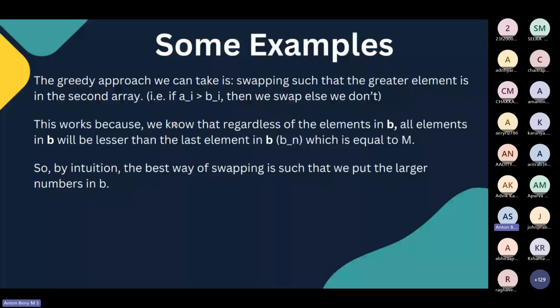Now that you know that, it's almost intuition that the best way of swapping is to put the larger numbers in B, because we know that B will satisfy the condition. So we put all the larger numbers in B, and the smaller numbers will be in A. Then we'll check array A to see if it satisfies the condition. If that satisfies, yes, both the arrays satisfy the condition simultaneously. If A doesn't, you can't do anything other than that, so the answer will be no.